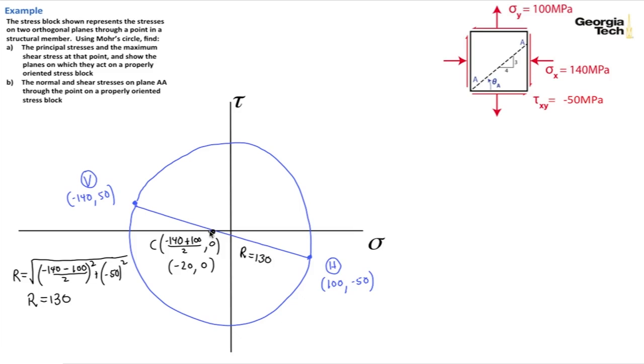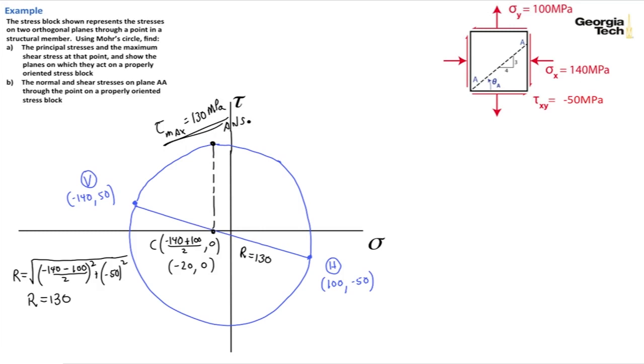And now if we go out from our radius straight up, this should be the highest point in the circle. Let me fix my circle a little bit here. And so this should be the highest point up here. And we find that the tau max is equal to 130 megapascals. And so that's one of our answers.